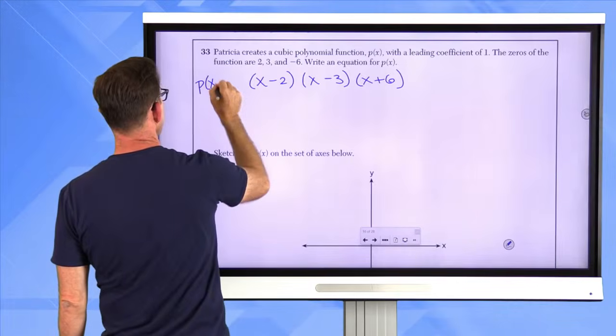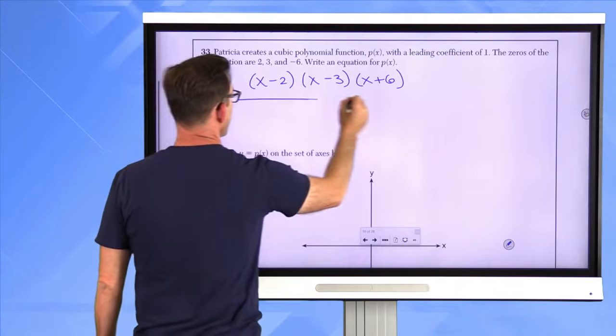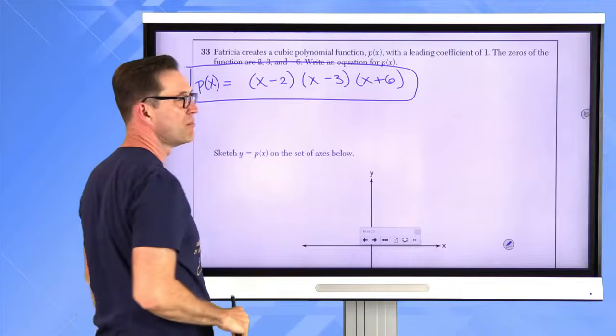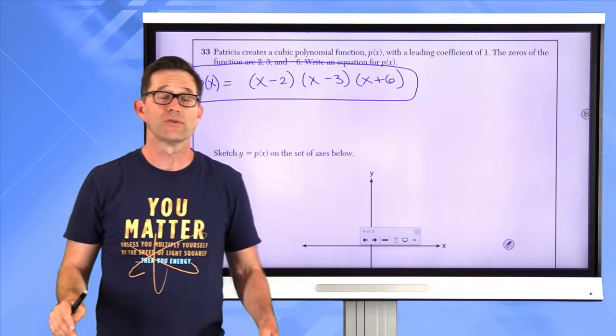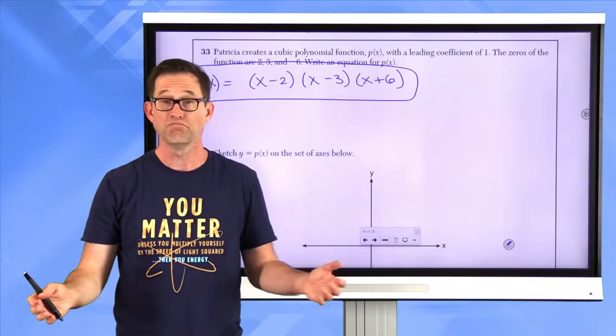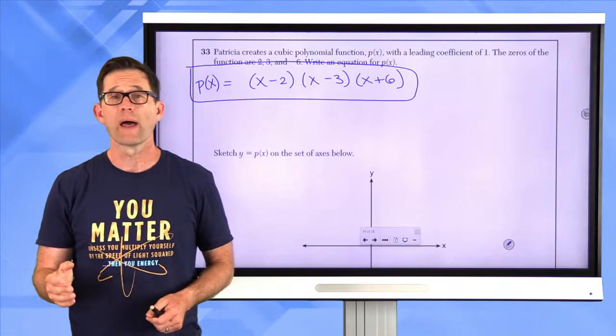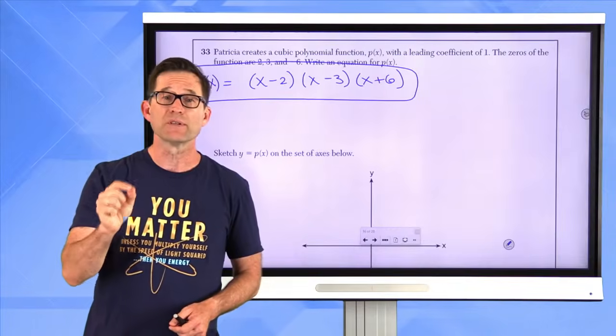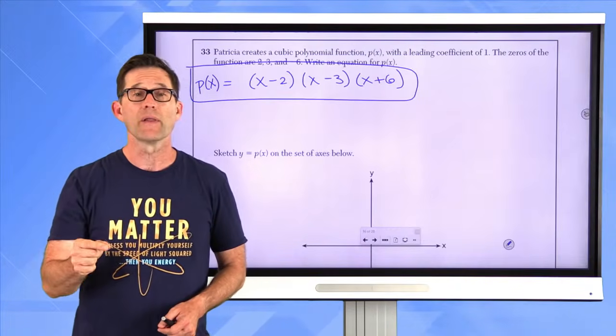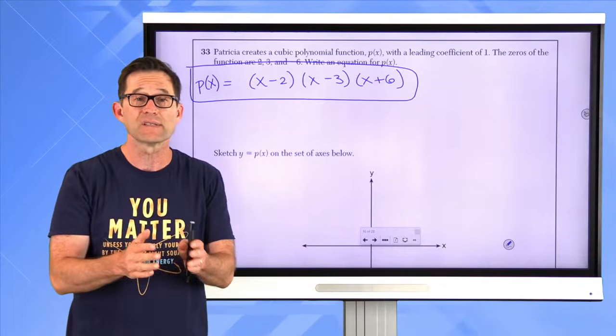And because the leading coefficient is 1, that is the equation of my polynomial. Now you might think to yourself, oh, do I have to multiply it all out? No, this is an equation for the polynomial. The only time I'd have to multiply it all the way out is if the question specifically said, put the polynomial in standard form.